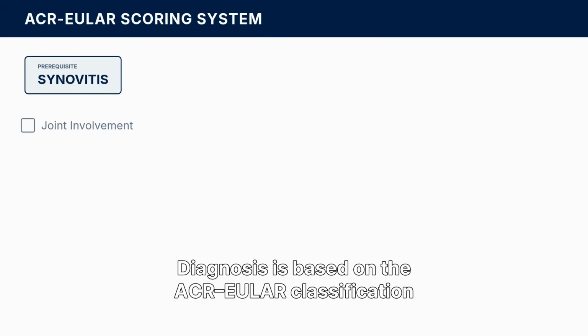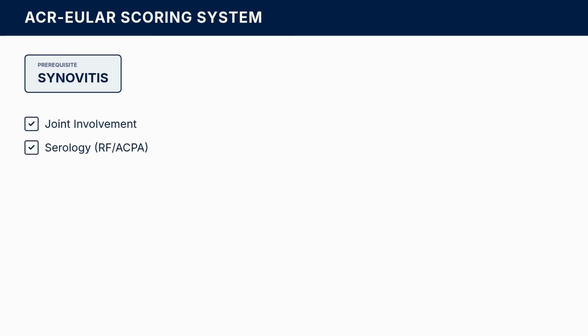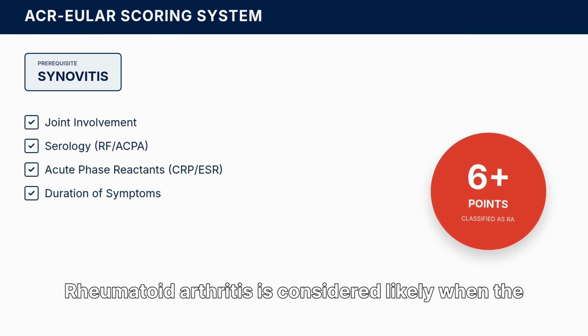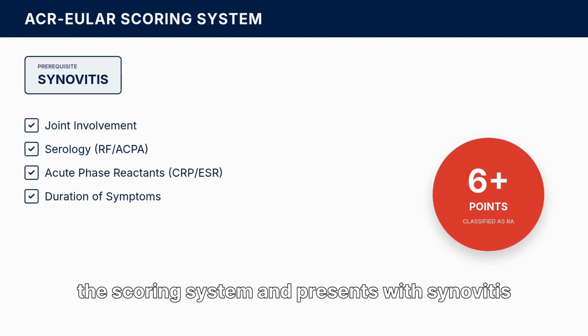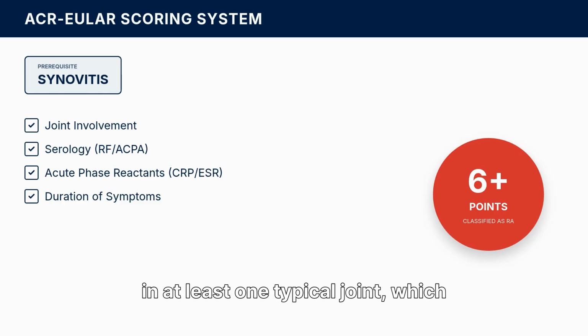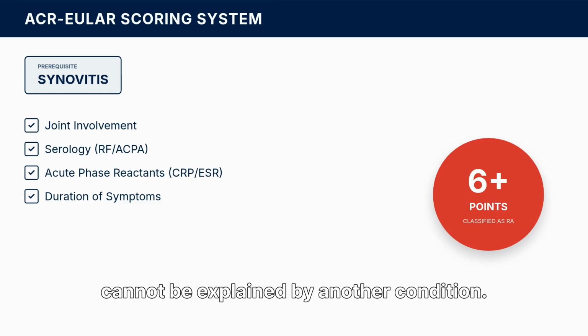Diagnosis is based on the ACR-EULAR classification criteria. Rheumatoid arthritis is considered likely when the patient reaches 6 or more points on the scoring system and presents with synovitis in at least one typical joint, which cannot be explained by another condition.